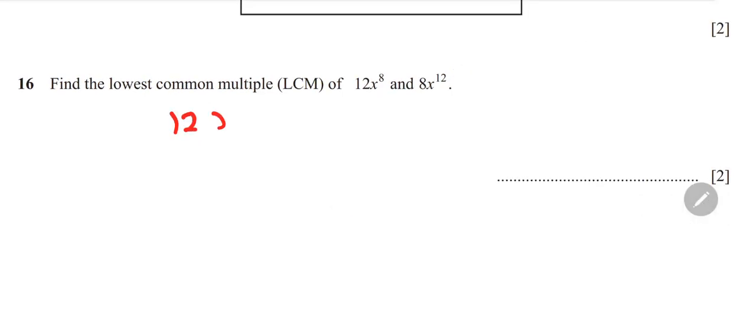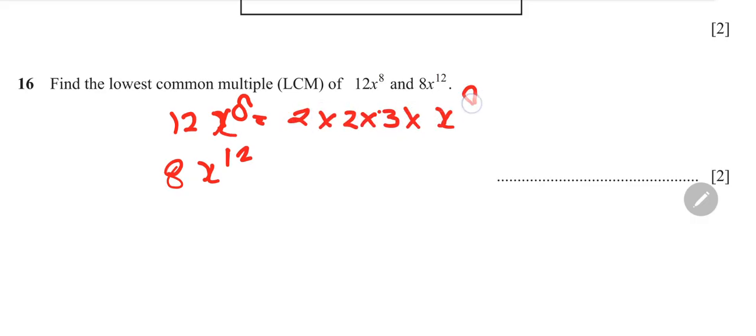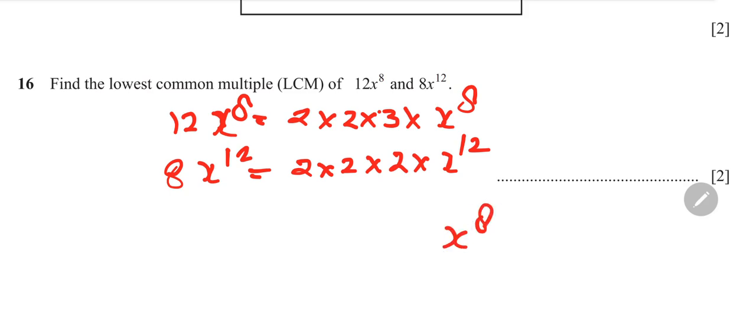We have 12x raised to 8 and the second value we have 8x raised to 12. So you can make its prime factors 2 squared times 3 times x raised to 8. No disturbance for this, 2 cubed multiplied by x raised to 12. So the least power of x is what? 8 or 12? 8, I think. So x raised to 8.